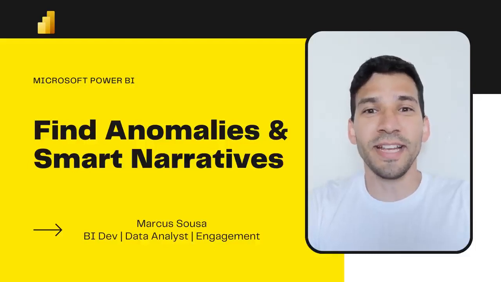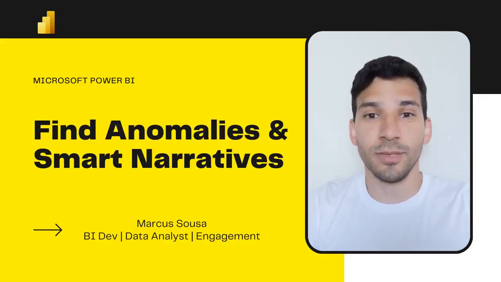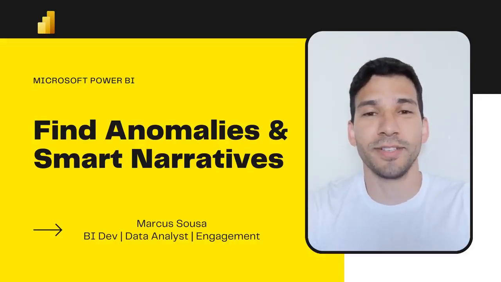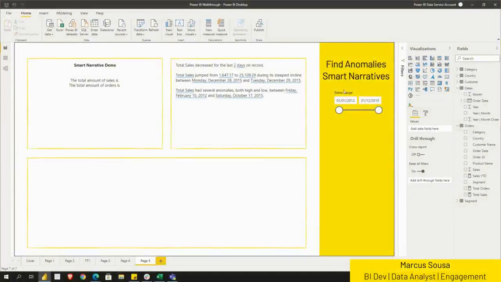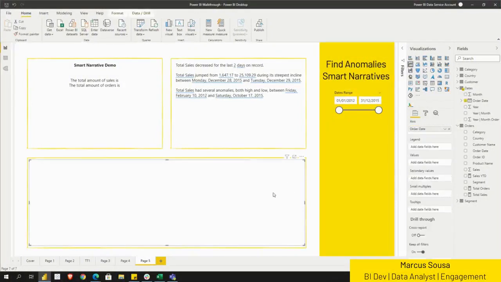Power BI has recently added two new features to its visualization stack. Find Anomalies and Smart Narratives are now in GA and ready for prod environments. These two new capabilities are super easy to use, and you just need the right tools to accomplish them. So the first one, it's a line chart just like this one here.